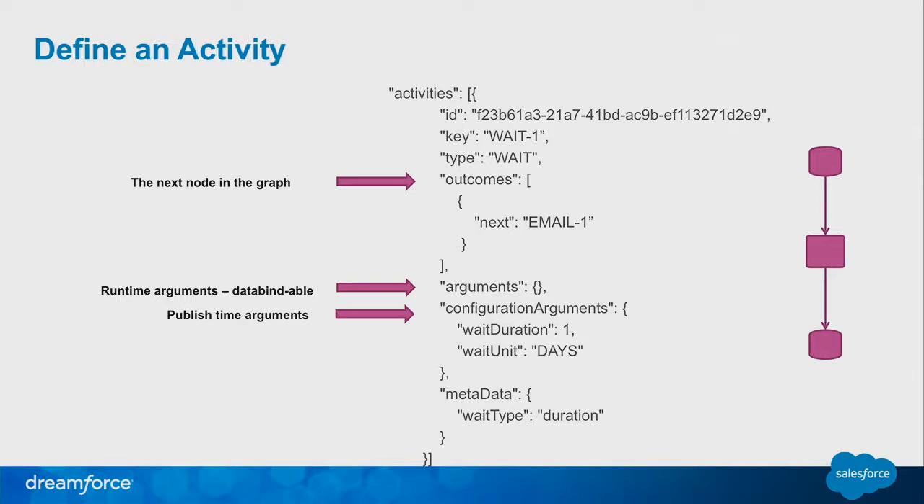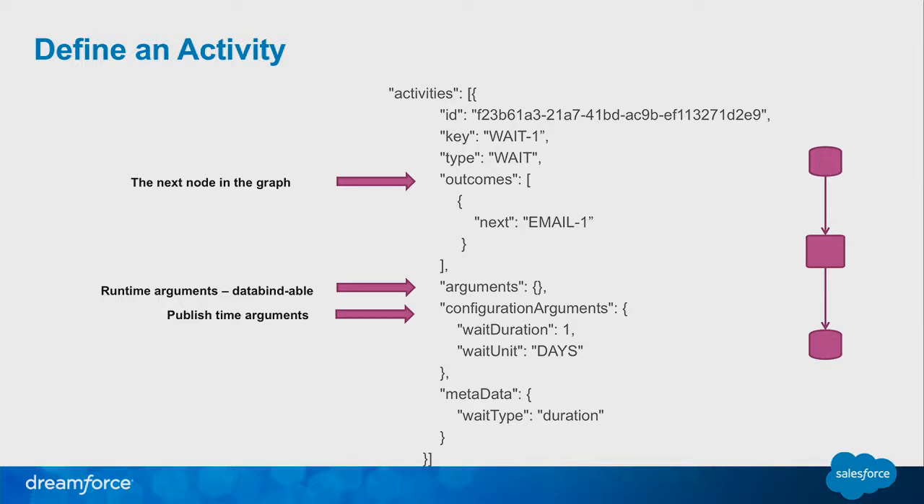And then two other things. First, let's talk about configuration arguments. Those are things that I need at publish time. They're static values. For example, on the wait, I'm going to wait 1 day, and the unit is days. The duration is 1. That's not going to change.